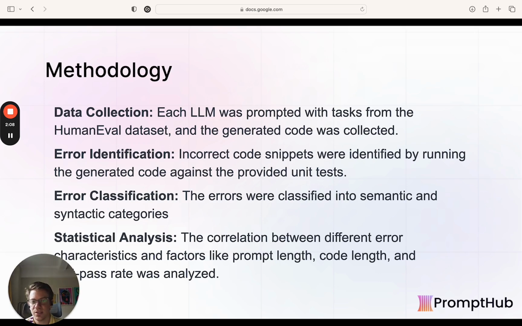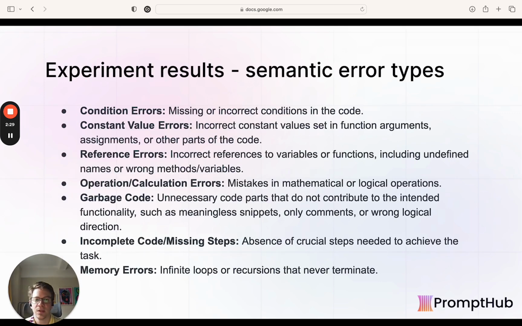In terms of methodology, it's pretty straightforward. They sent these programming tasks to the model, got the output, and tested against unit tests that are provided in the eval set as well. If there was an error, they classified it, and then they did a bunch of analyses based on that, which we will take a look at. Some semantic errors include, as we touched on before, conditional errors, reference errors, just bad code that's unnecessary or unusable, missing steps, and also memory errors when you're hitting infinite loops.